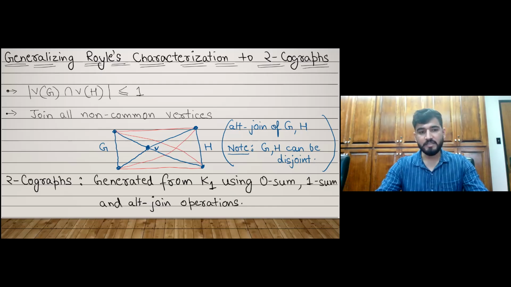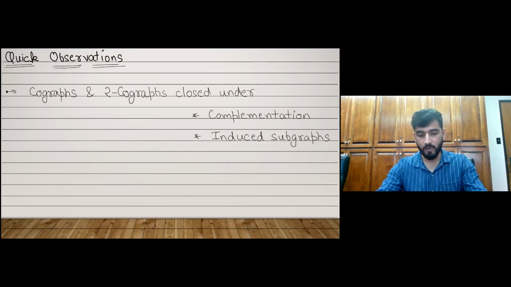And we get a recursive definition of two-cographs in terms of zero sums, one sums, and alternating join operations. So there are some characterizations of cographs which generalize to two-cographs as well. Okay, so enough with characterization. Here are a few quick observations.